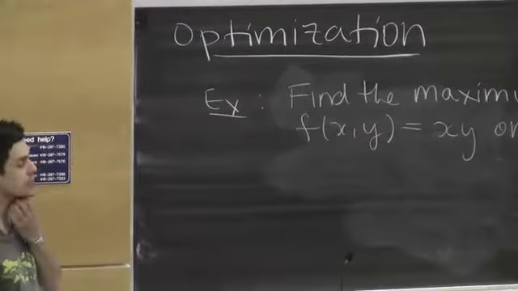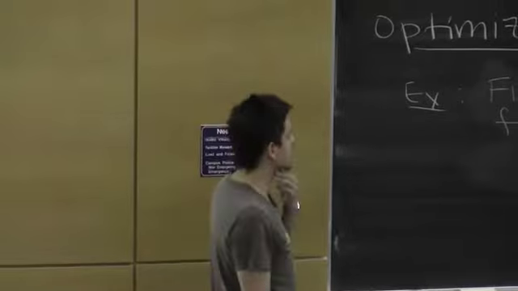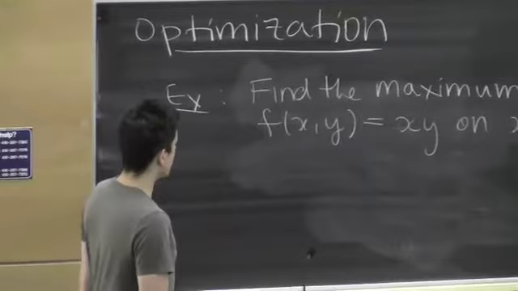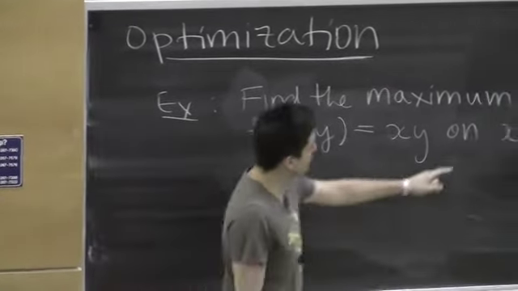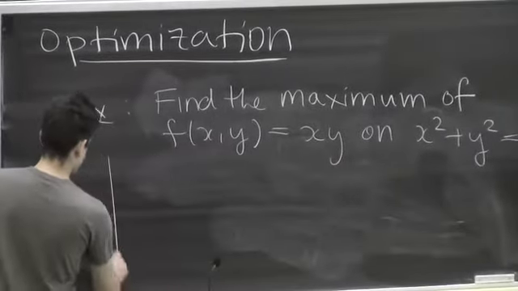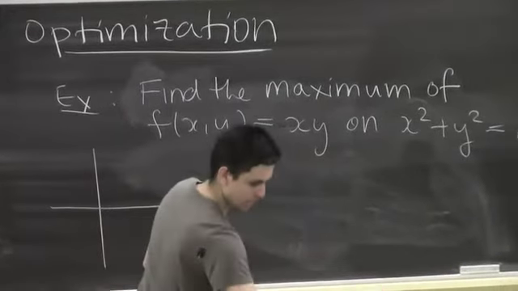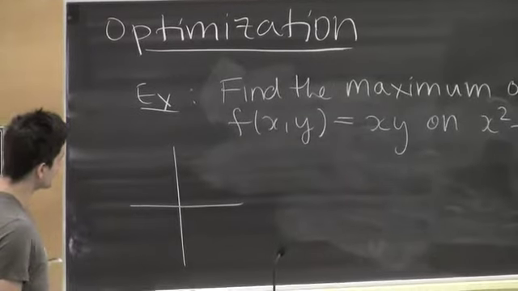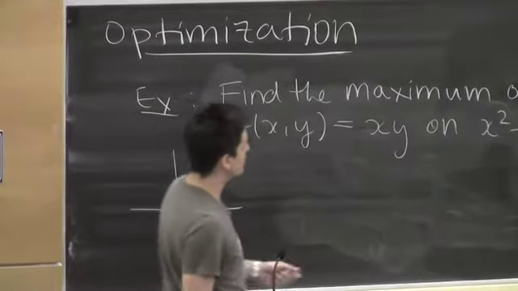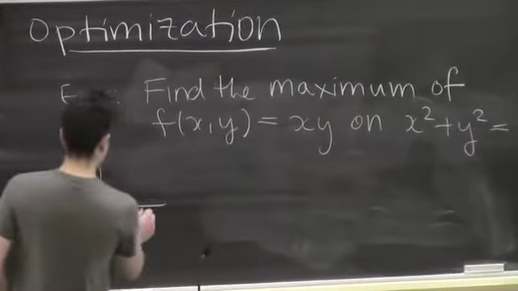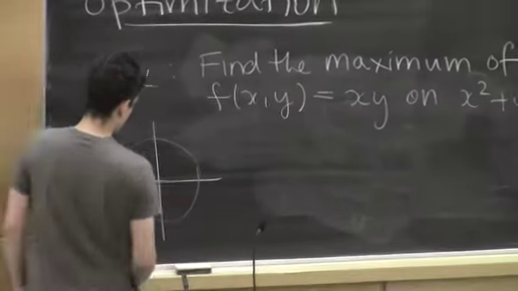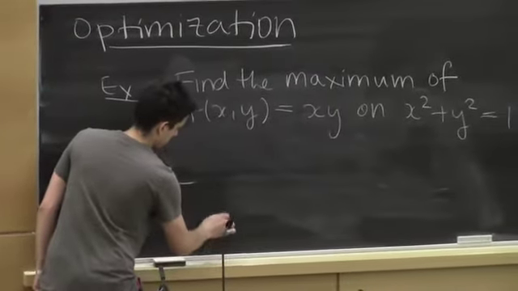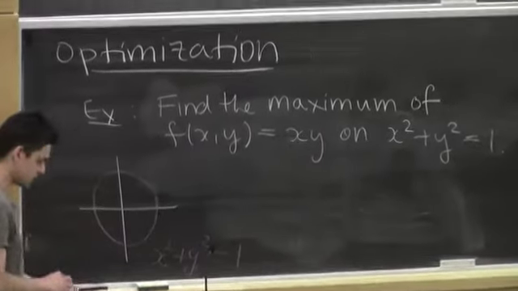Okay, so let's follow through with this idea of using tangency to find the max. So what does this function look like? What does this set look like? Okay, so here our constraint is a circle again. So there's our circle of radius 1.